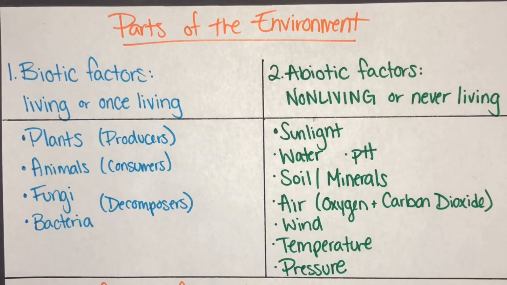Next, abiotic factors are a non-living or never living part of the environment, such as sunlight, water, the pH of the water, that's how acidic or basic it is, soil, the minerals in the soil, nutrients in that soil, air and the components, oxygen, carbon dioxide, nitrogen, wind, temperature, and pressure. Although some of these may sound abstract, they are unique to specific biomes.